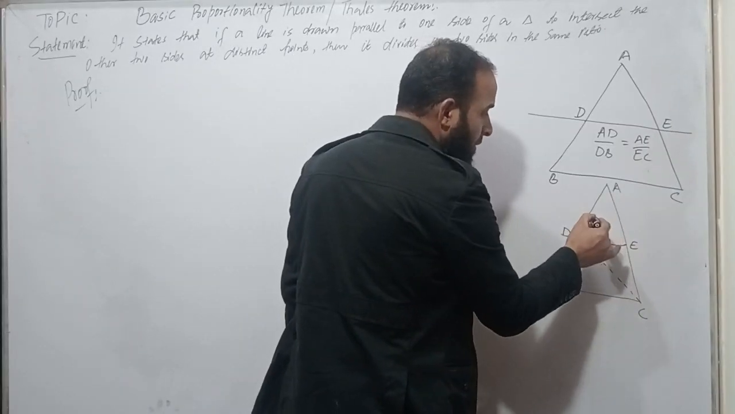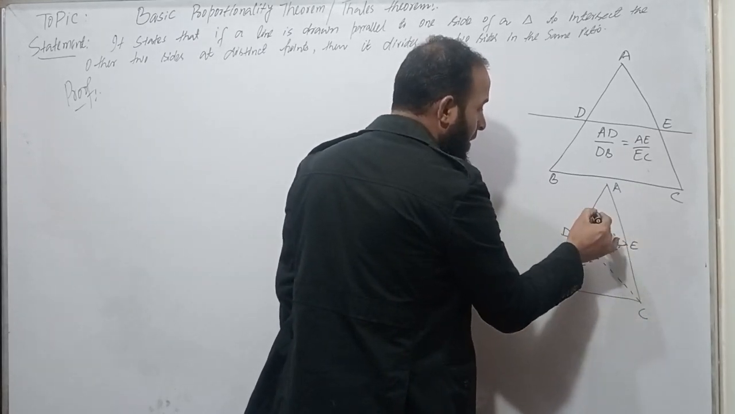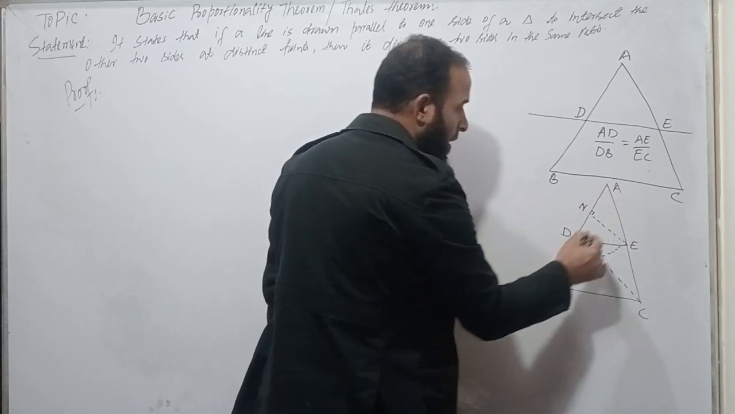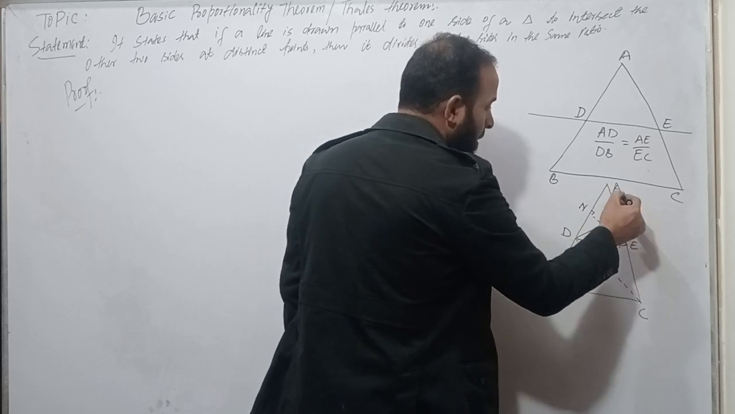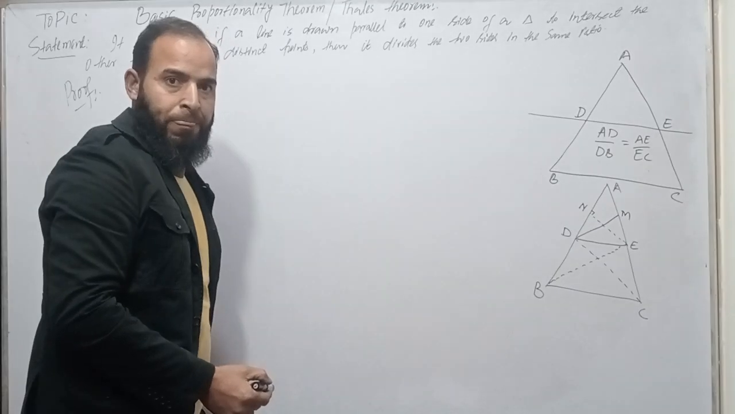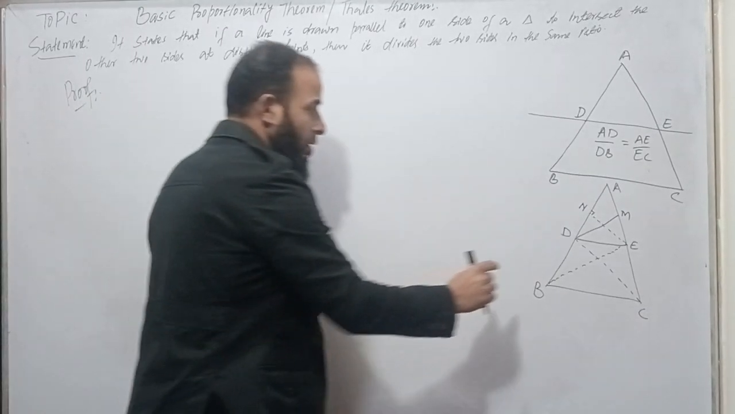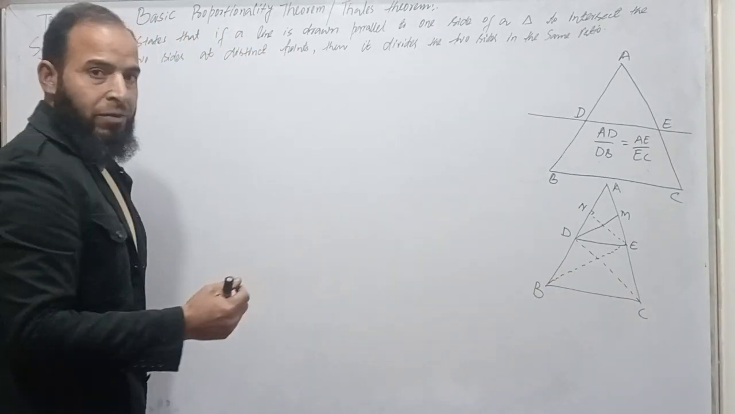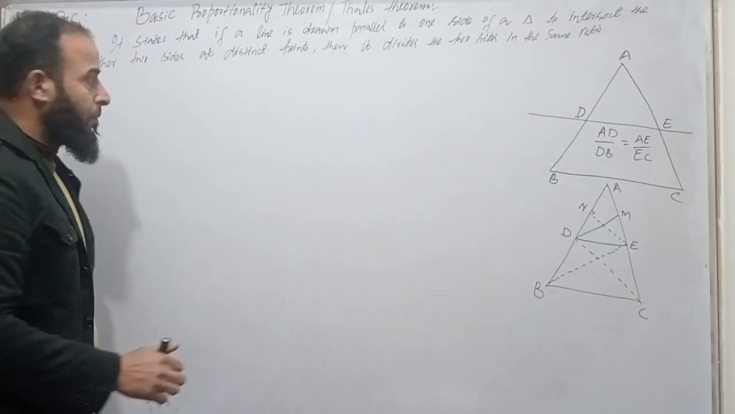Also, we will draw EN perpendicular on AB and DM perpendicular on AC. Now I will write what we will construct for the proof of this theorem.